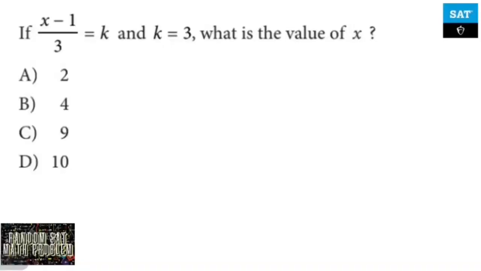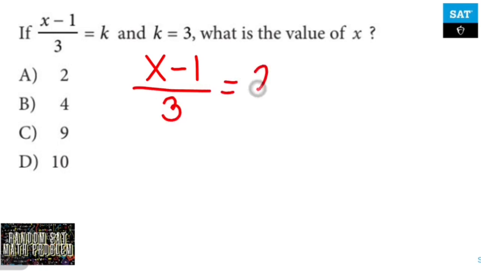If x minus 1 over 3 equals k, and k equals 3, what is the value of x? Ladies and gentlemen, we just have ourselves a nice solving equations problem, nothing to overthink. All we have to do is replace that k with 3 and then solve. So I have x minus 1 over 3, and instead of equaling k, it equals 3.